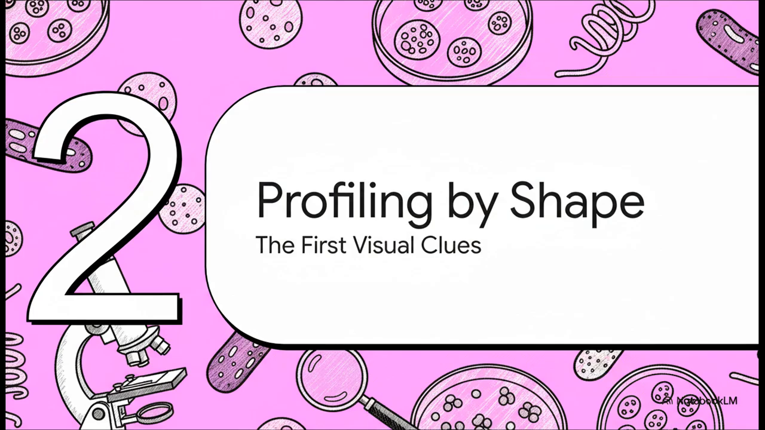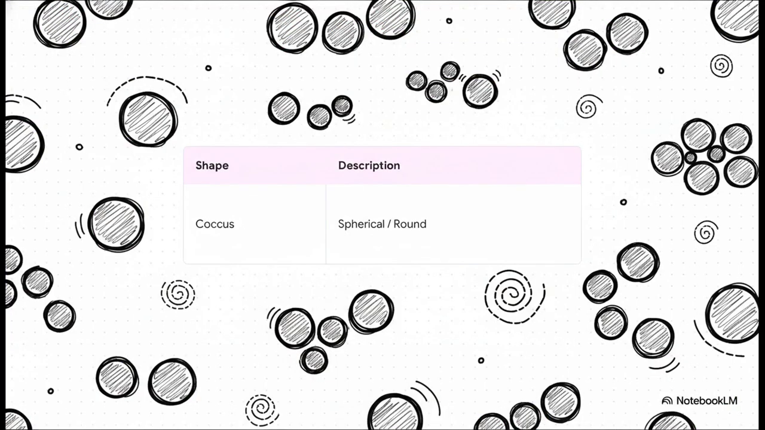All right, once we have those visible colonies, our investigation can really kick off. And the most basic starting point, the first question in any description, is super simple. What does our suspect actually look like under the microscope? The most basic profile always starts with shape. So, our first category is the coccus, or cocci for plural. These are just the spherical or round bacteria. Super simple, like tiny little balls.